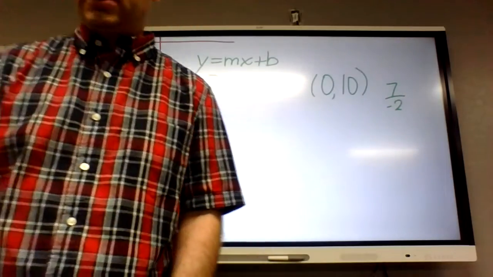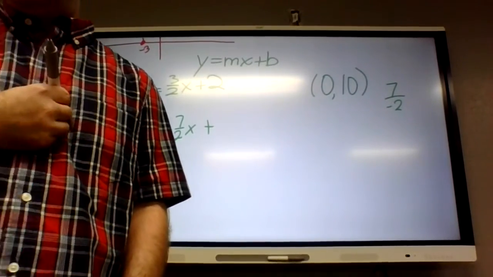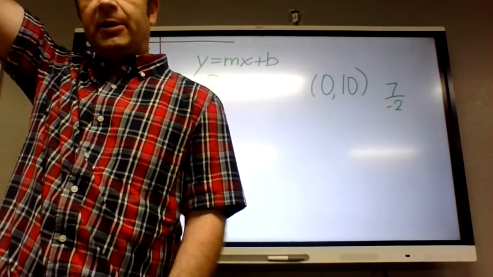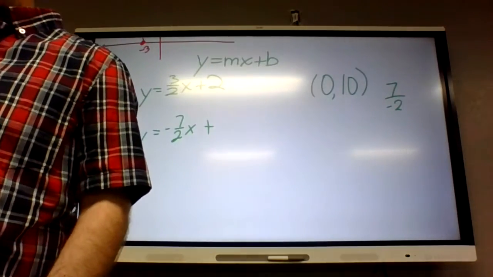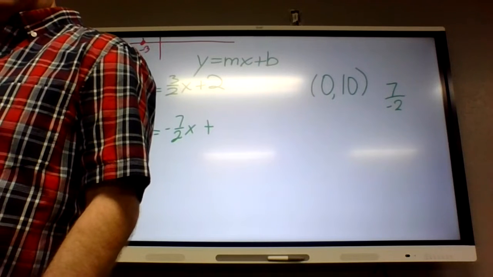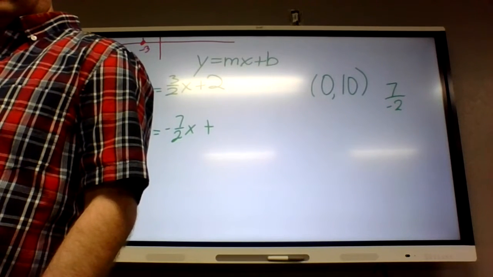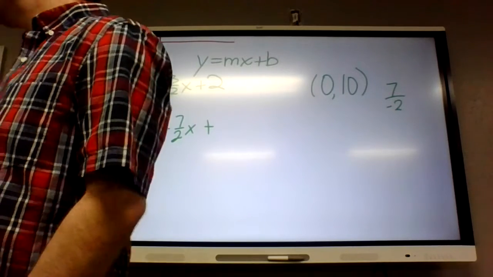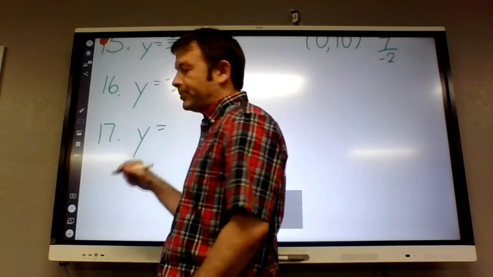Number 17. Okay, write the equation of each described line in slope-intercept form. You guys remember doing these? It's been a couple days on this assignment.